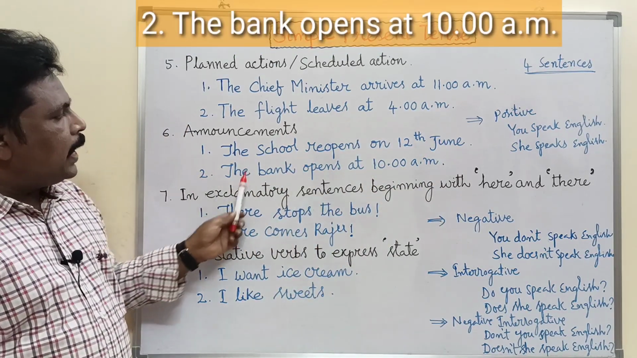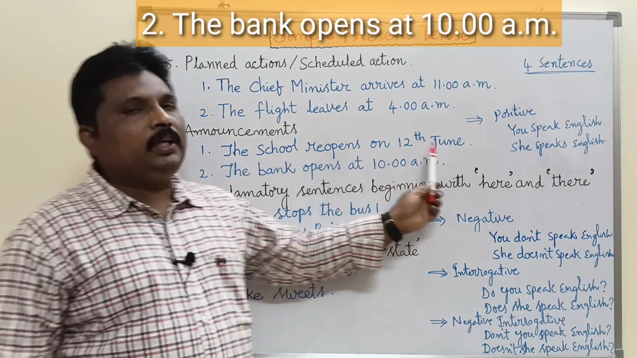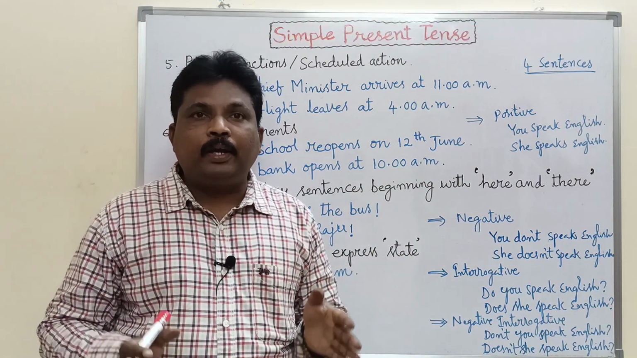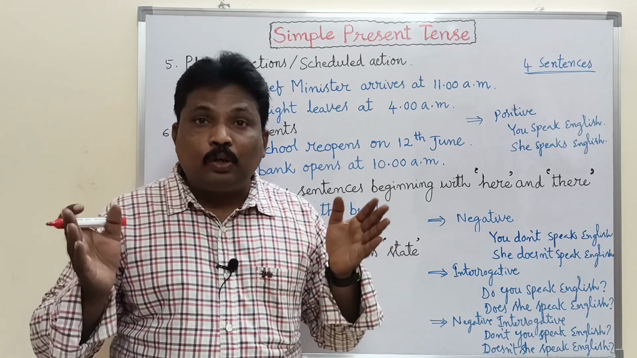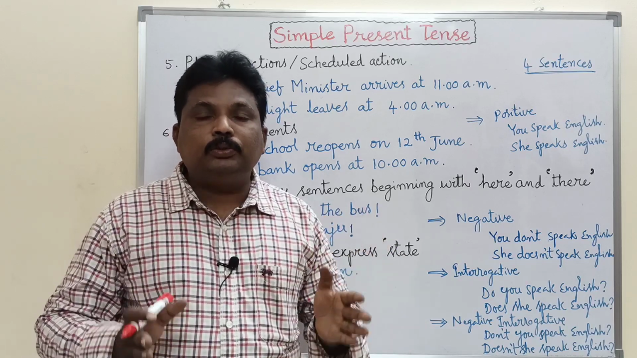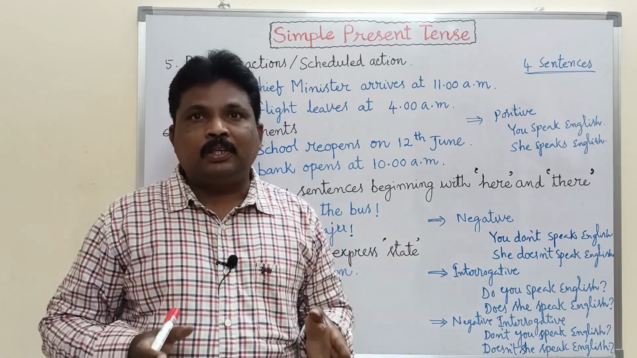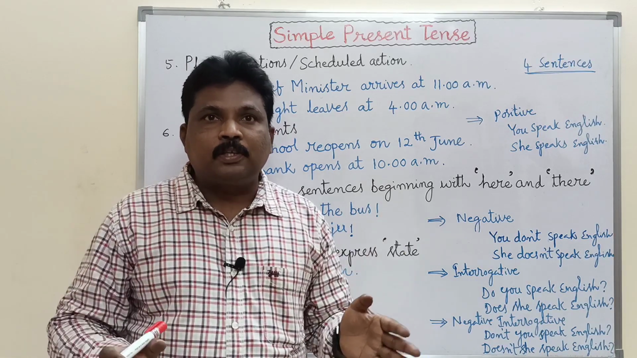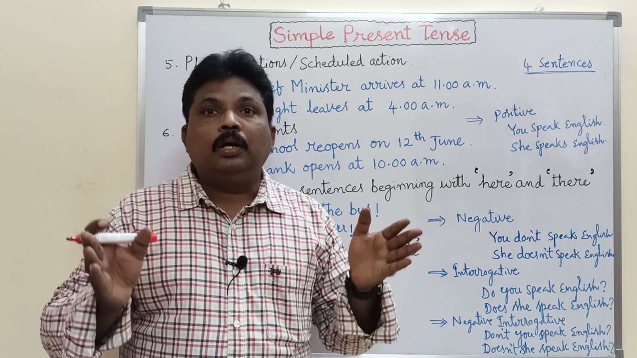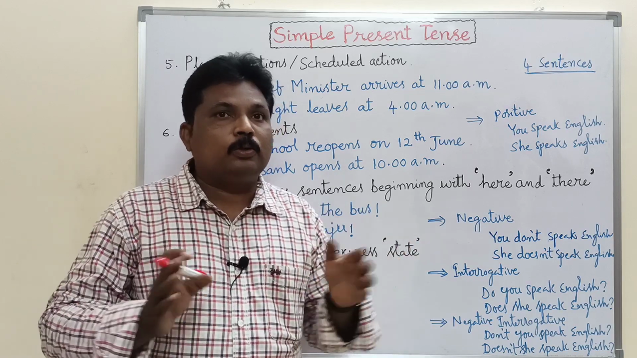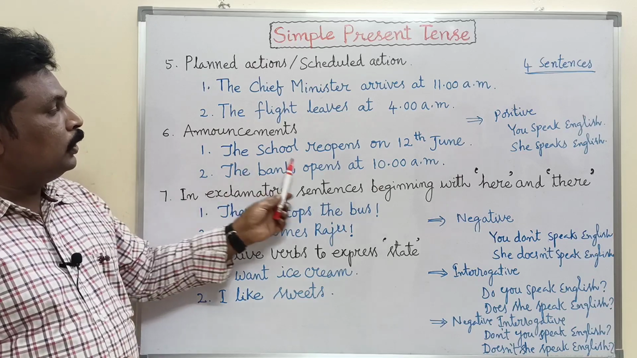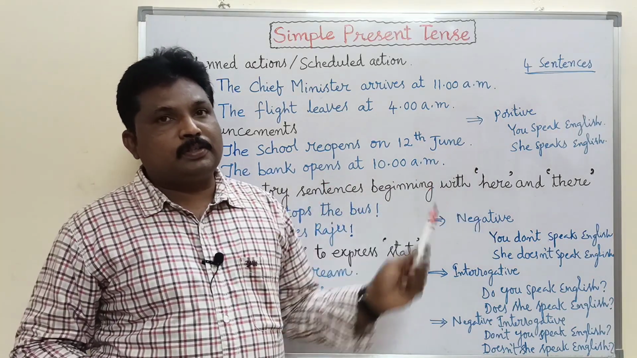Next example, the bank opens at 10 a.m. The customers may not know at what time the bank opens, at what time the bank closes. So in order to give a message to the customers, it may be an announcement or it may be a notice, and that should be conveyed to the public or the customers. So such notices and announcements are used in simple present tense.